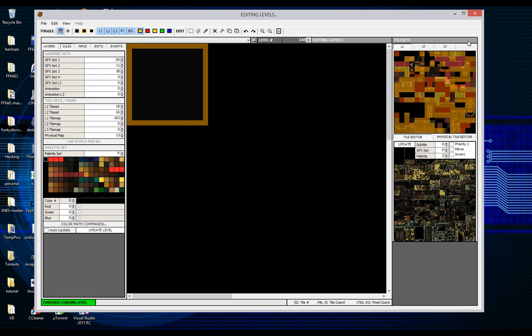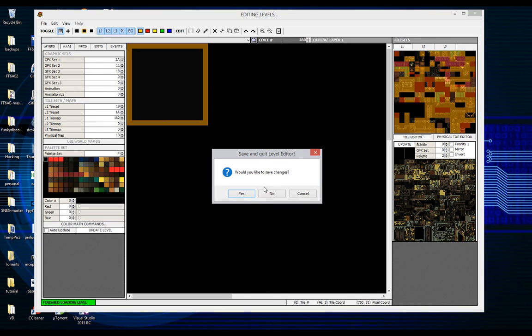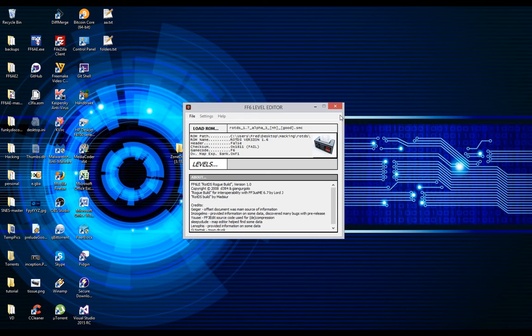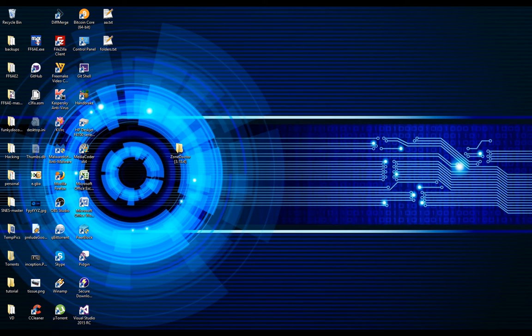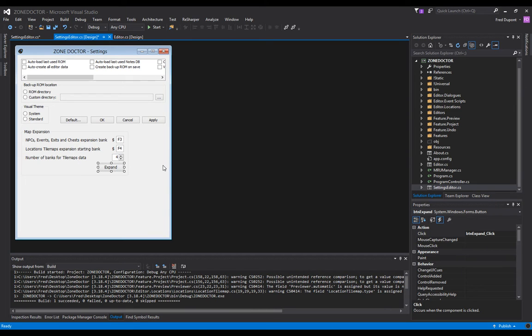So the good thing is tonight I got into the source of Zone Doctor and started this. So basically, do the same process I did manually in the last few days to automate it. It's going to require quite a few banks.